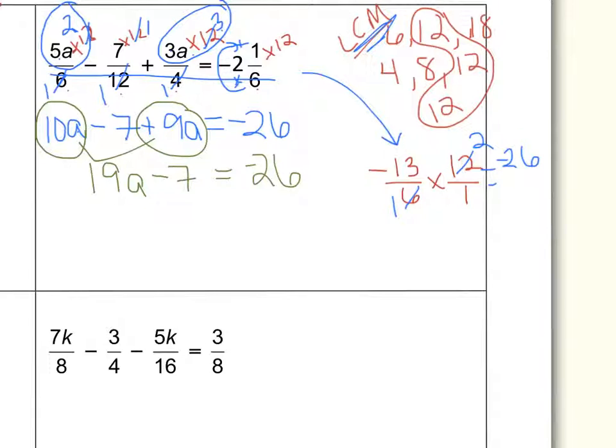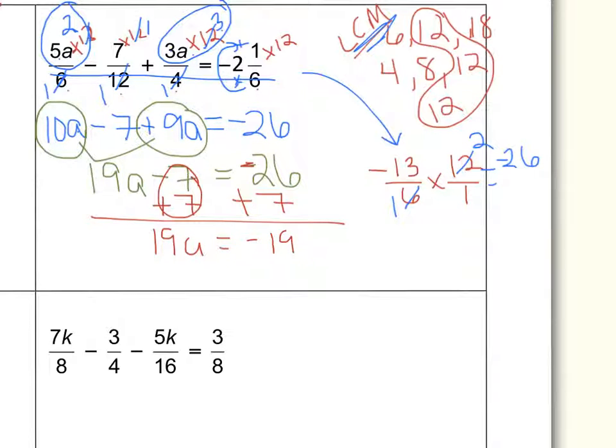Clues and undos. I do my PEMDAS backwards. So we're adding 7 to both sides. That's 7. 19a equals a negative 26 plus 7. So different signs subtract. Gives us a negative 19. And then we're going to end up with 1 again. Whoops. Divide by 19. Divide by 19. A equals negative 1.